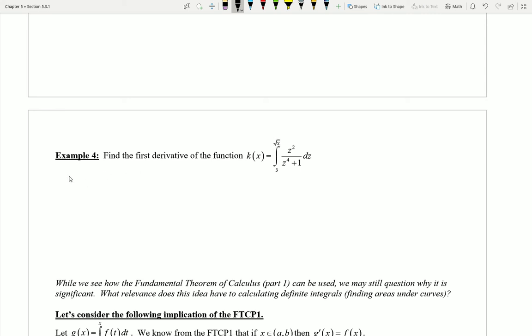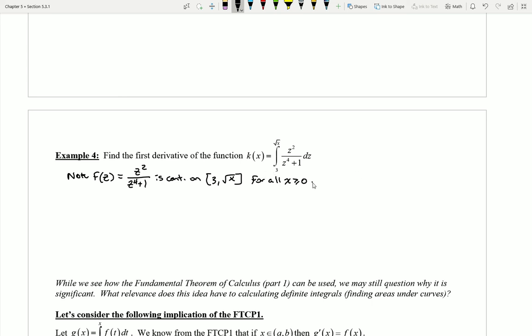Notice here my upper bound is a bit more complicated than just x, so I know I'll need a chain rule. I'll start though by seeing that in this case I have an f of z equal to z squared over z to the 4th plus 1. And clearly that's always going to be continuous. The denominator can never turn into 0. So this is going to be continuous for all values of x greater than or equal to 0. Of course, I don't want to plug in negative x's because then I'm going to get square roots of negatives. But no matter what I plug in otherwise, this function will always be continuous on that interval.